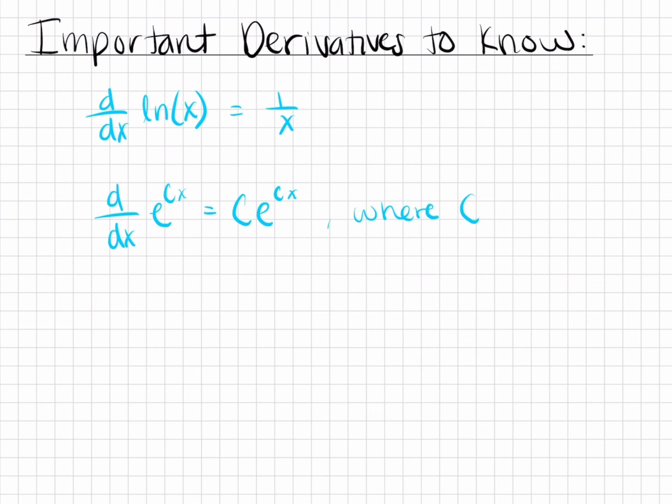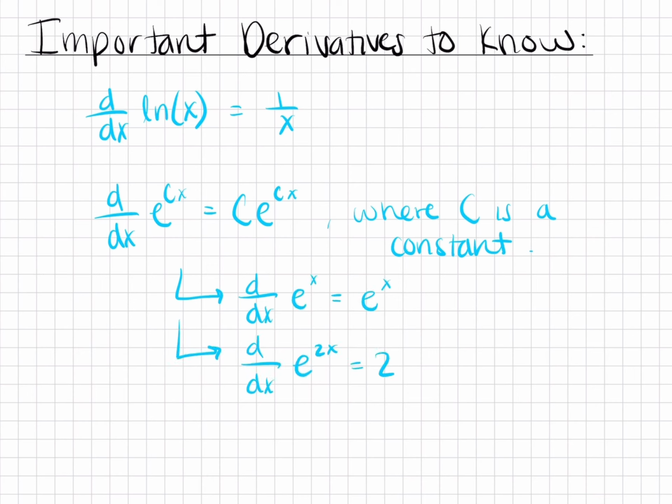And lastly, the derivative of exponential functions like e to the cx, where c is a constant, is equal to c times e to the cx power. So for example, the derivative of e to the 2x power is equal to 2 times e to the 2x power. If you memorize these, you should be well prepared for most derivative problems you'll encounter.